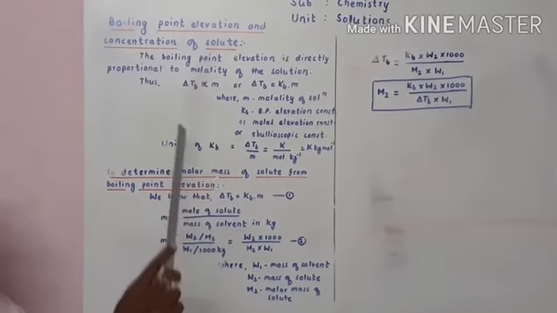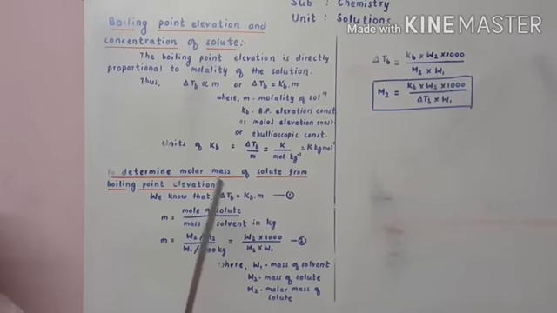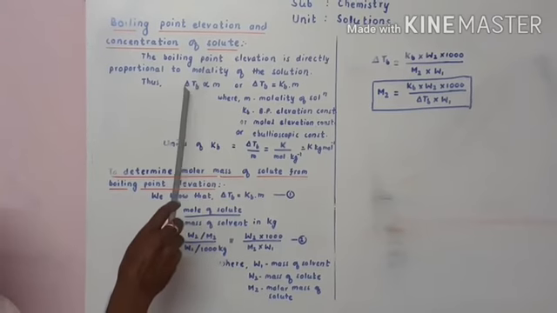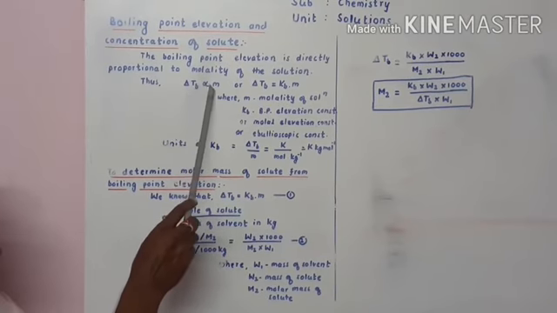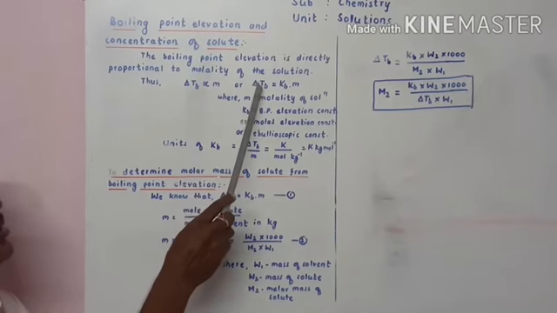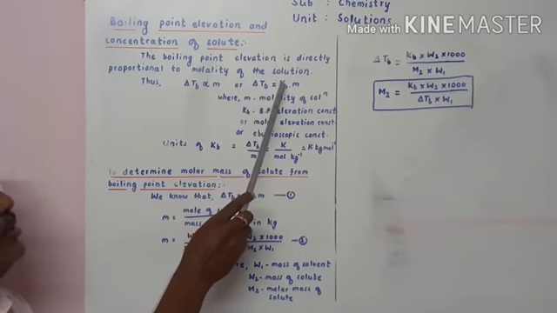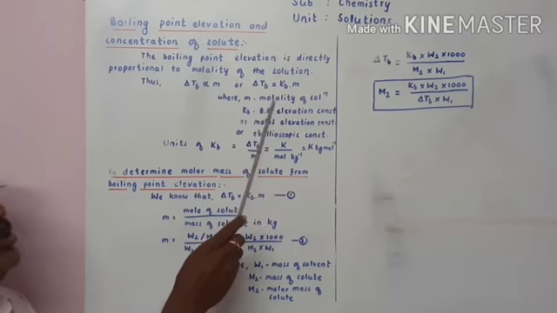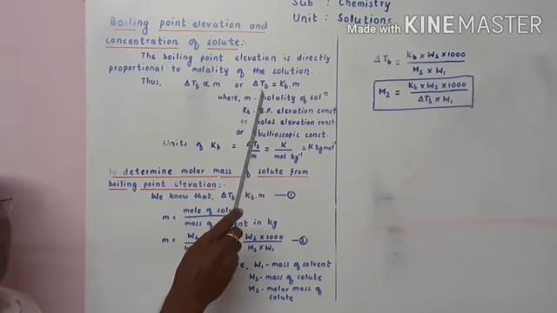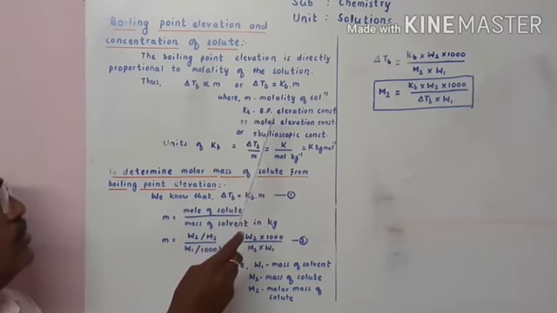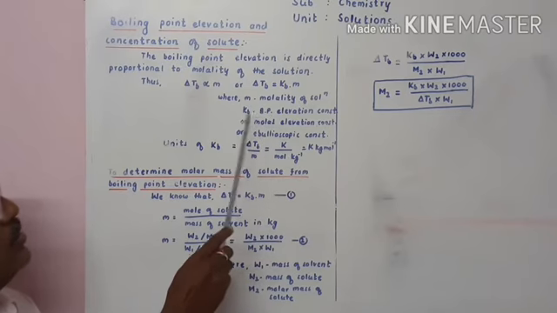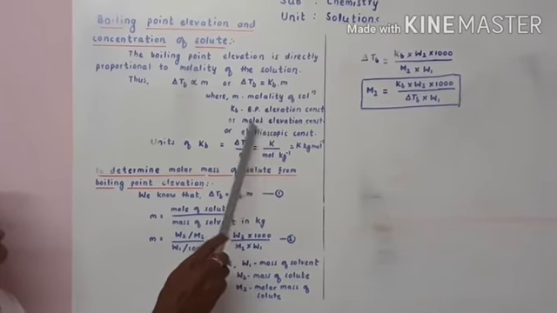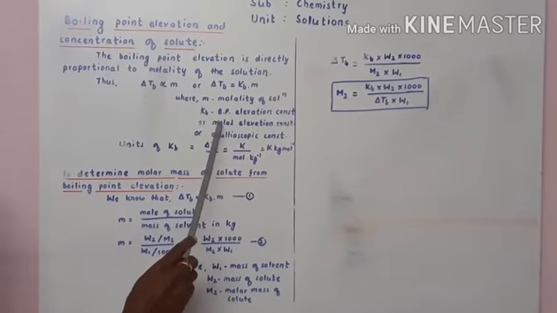Boiling point elevation is directly proportional to molality of solution. That is, delta Tb is directly proportional to molality. Here delta Tb is equal to Kb into m, where m is molality of solution. We know molality is the number of moles of solute present in 1 kilogram of solvent. Then Kb, boiling point constant, boiling or molar elevation constant or ebullioscopic constant.